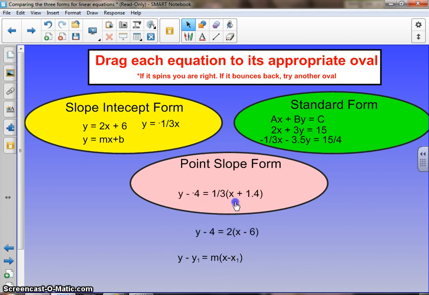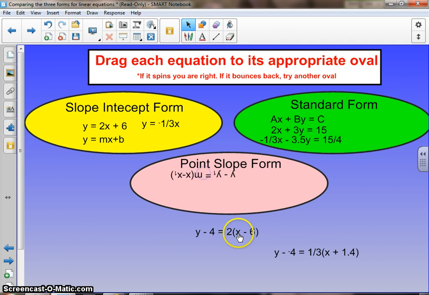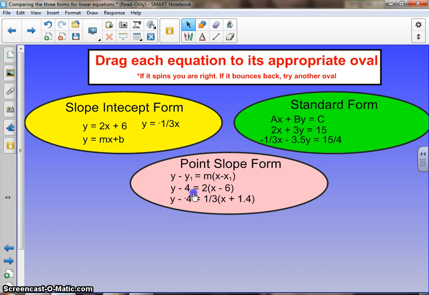Let's put the one that just has the variables first. And let's line those up. And there we go. Okay, hopefully you got those ones right.